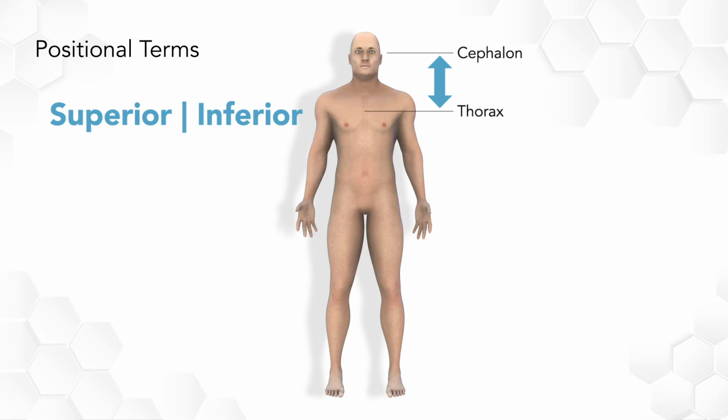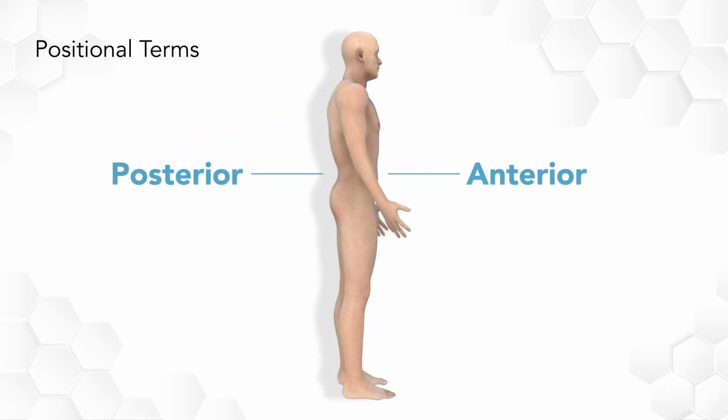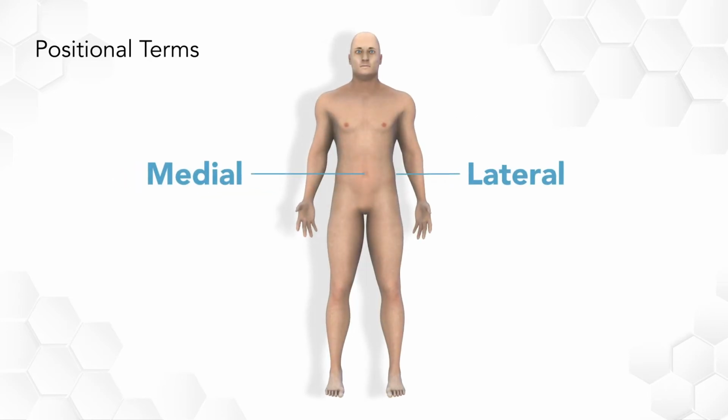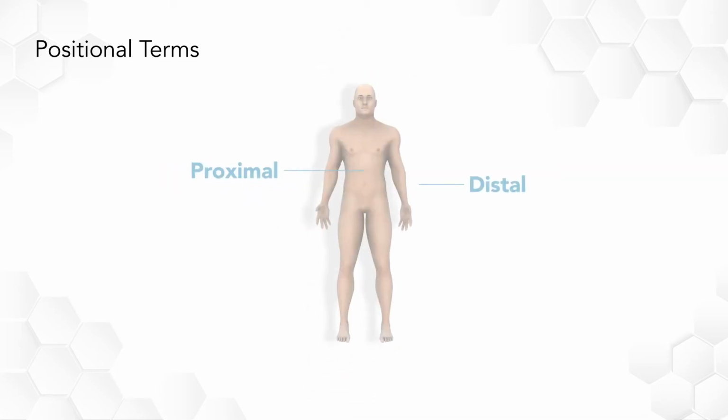Here are some other positional terms that are frequently used. Anterior, meaning towards the front, and posterior, meaning towards the back. Example, the sternum is anterior to the heart. Medial, which is located towards the midline of the body, and lateral, which is located away from the midline. For example, the ears are lateral to the nose.